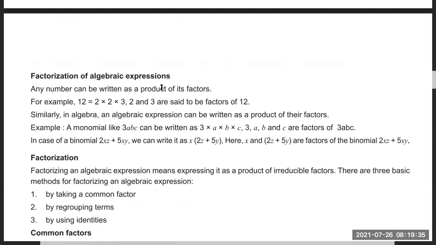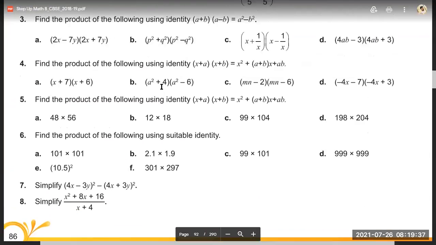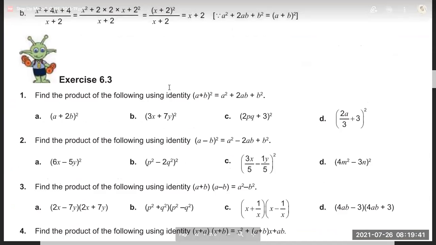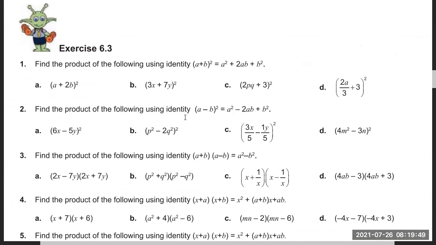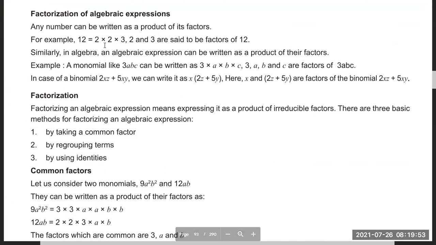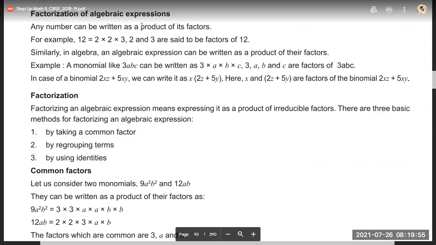In the previous class, we discussed exercise 6.3, in which we majorly focused on algebraic identities. We had performed 4 identities and tried to solve some questions also. So in this particular video, we are going to focus on the factorization of algebraic expressions. So let me give you the main idea.